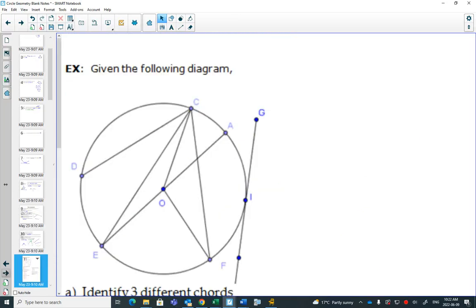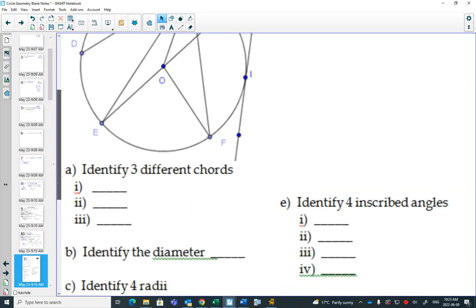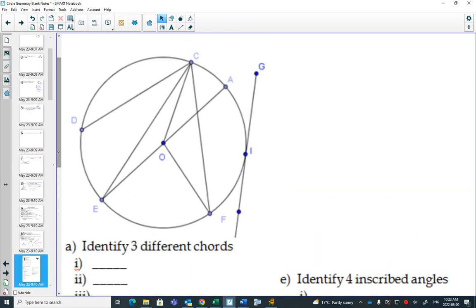Okay, so here you've got a diagram. Can you use the definitions and fill in all of those spaces? I'll give you guys a head start. When you write a chord, for example, E to C is a chord, and you would write it as EC with a line over top. That makes it a line segment.